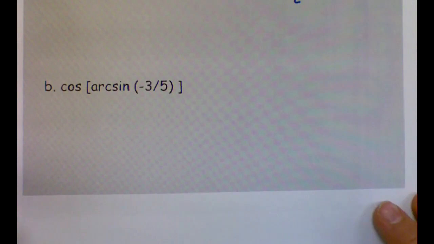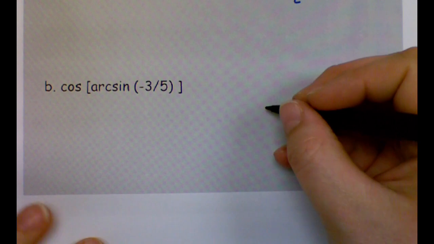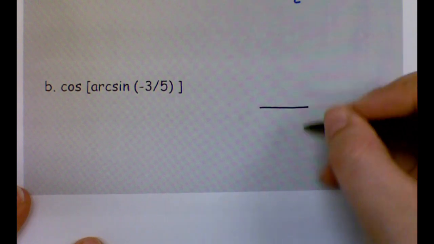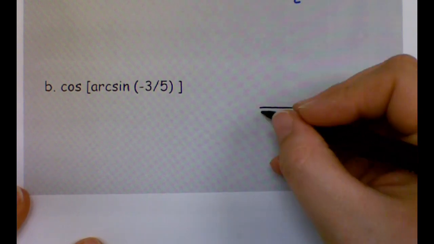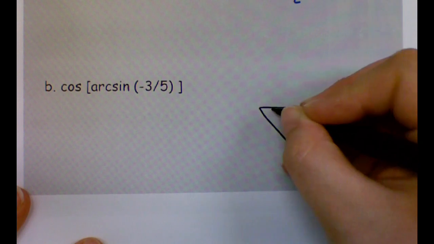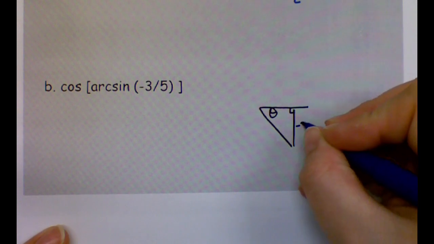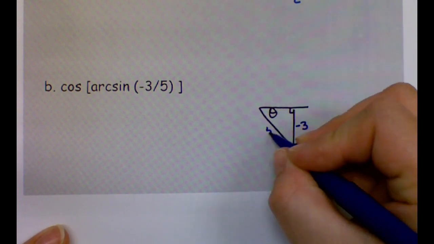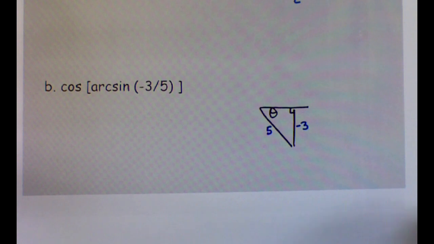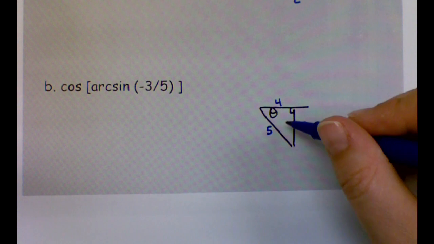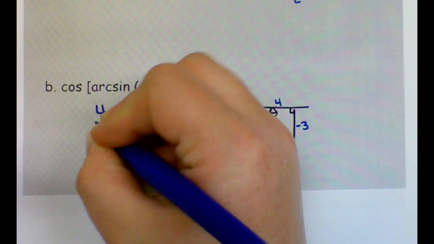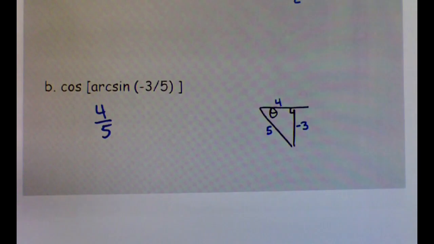Cosine of arcsine of -3/5. This is where we have to be careful because arcsine only exists in the first and fourth quadrants. So if it's negative, that must be the fourth quadrant. So that's the angle I'm looking at. If the arcsine is of -3/5, the opposite is -3, the hypotenuse is 5, and I can get the adjacent, it's going to be 4. The cosine of that angle is 4/5. So there we go.